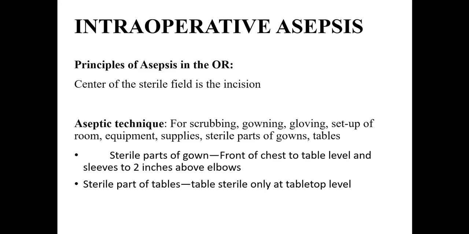Like we said, the surgical field, the incision, is the center. Aseptic technique: scrubbing, gowning, gloving, setting up the room. The sterile parts of the gown are the front of the chest at the table level and the sleeves 2 inches above the elbow. Because all of that has to be sterile during this process.